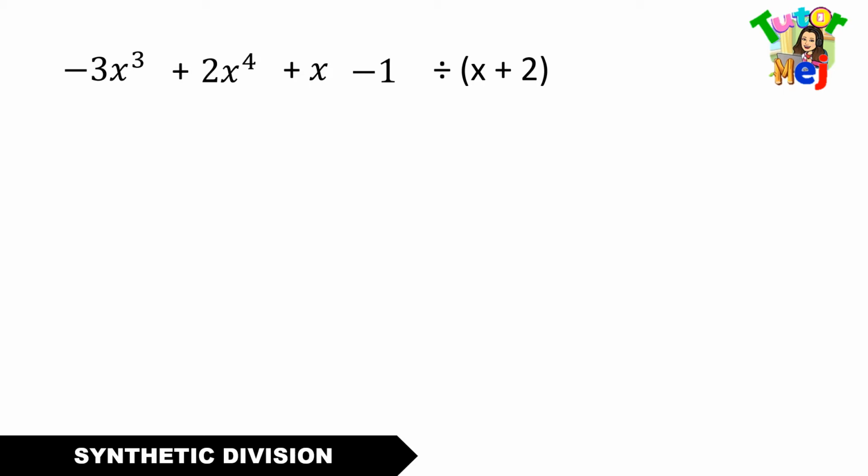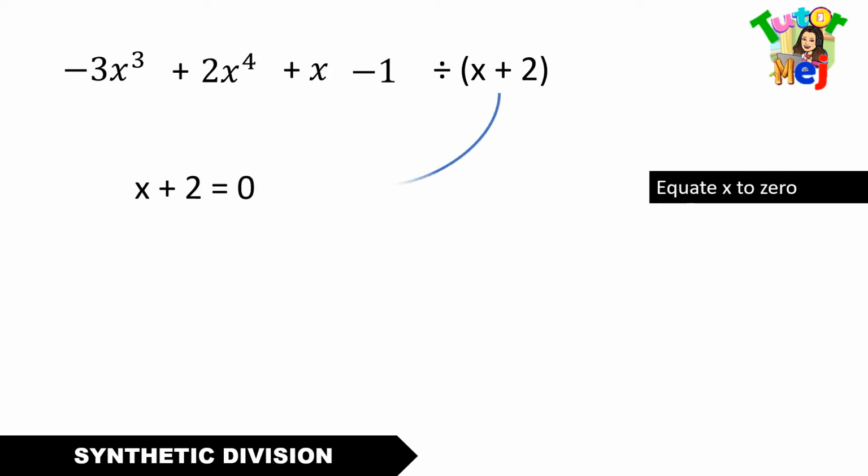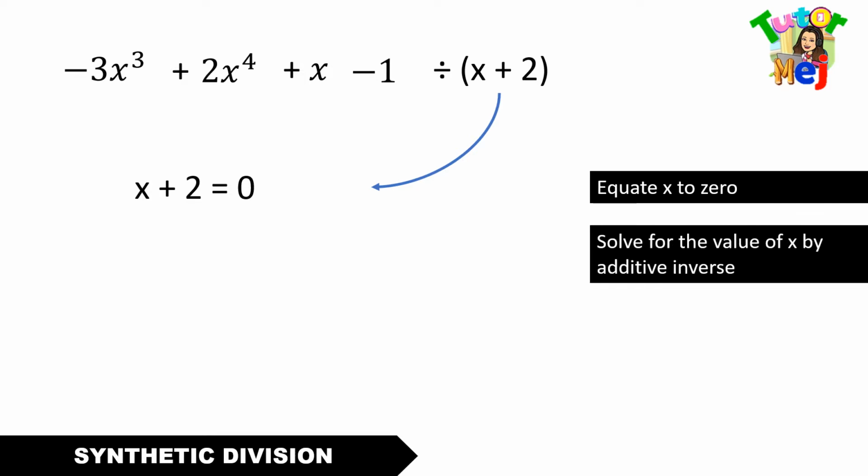Let us equate the divisor to 0, which is now x plus 2 equals 0. Now let us solve for the value of x by additive inverse. Now we are going to add negative 2 to both sides of the equation so that we can cancel out that positive 2 on the left side of the equation, and x now is equal to negative 2.